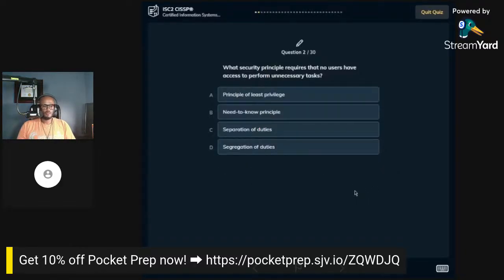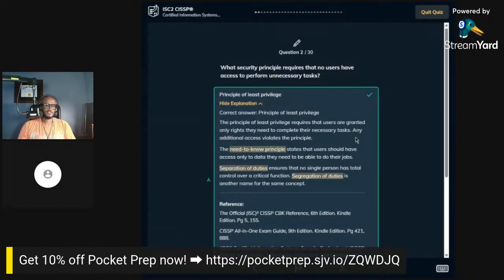All right, getting to the next one here. What security principle requires that no users have access to perform unnecessary tasks? That would be the principle of least privilege. Yes, that should be it. No users have access to perform unnecessary tasks, only the bare minimum. Least privilege.